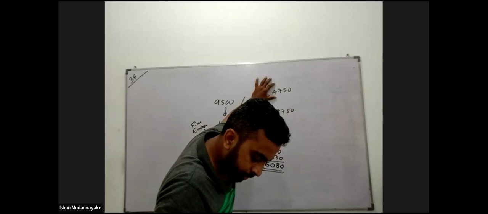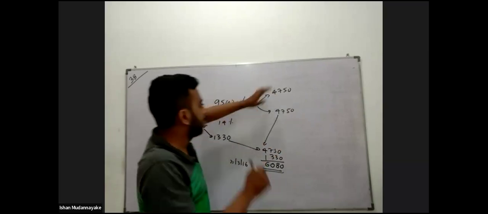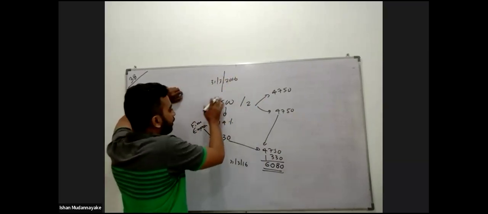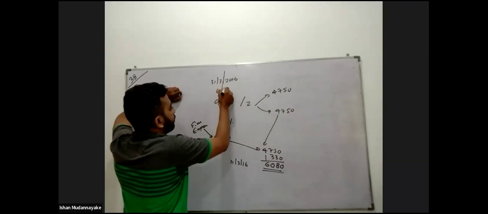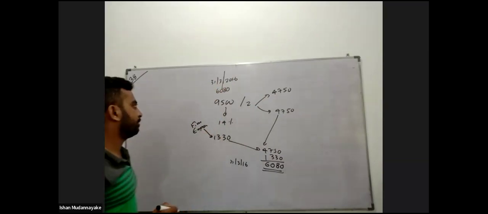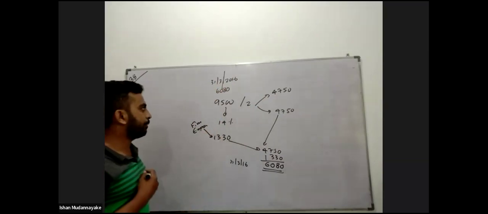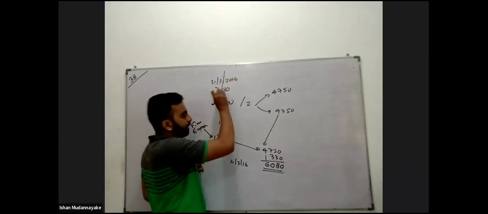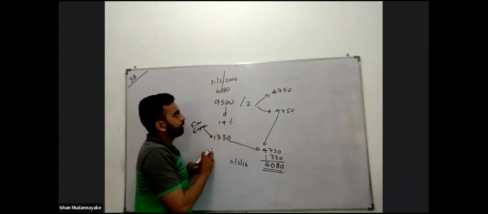The 6,080 bank loan installment is a current liability, and we need to settle this 6,080 this month. Then the balance amount is 4,750. Our financial year ending date is 31st March 2016. On this date, we need to settle 6,080. But we were unable to pay this amount, therefore this 6,080 is a current liability.